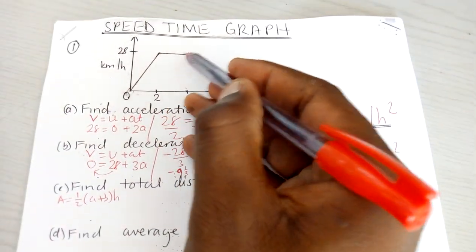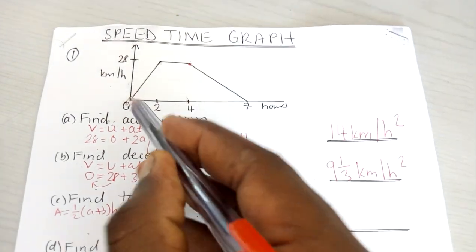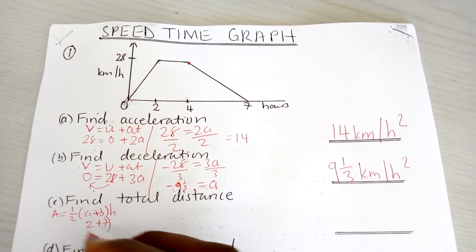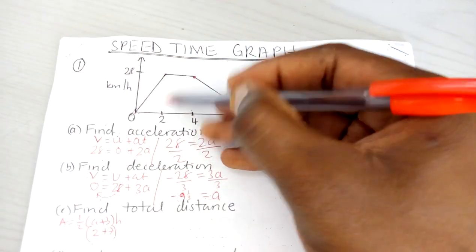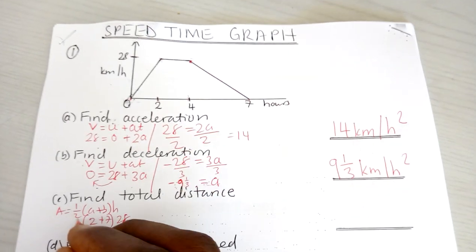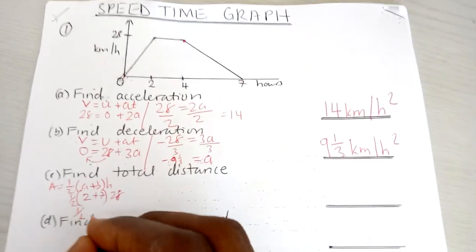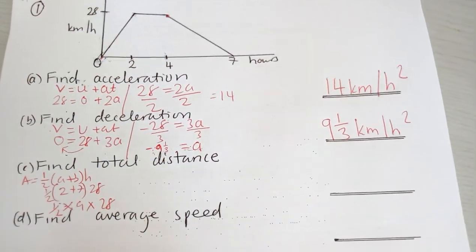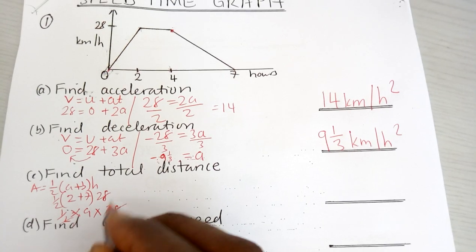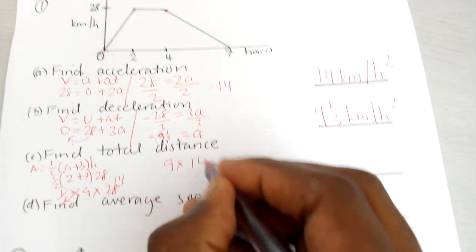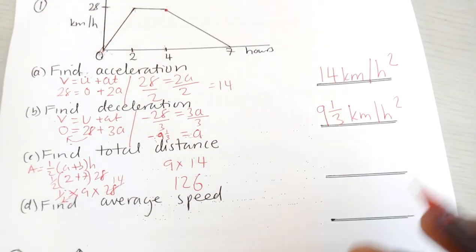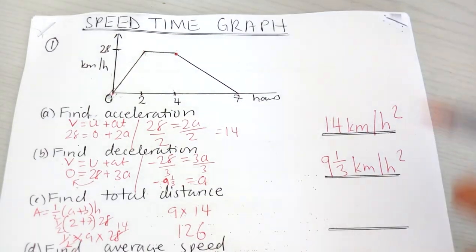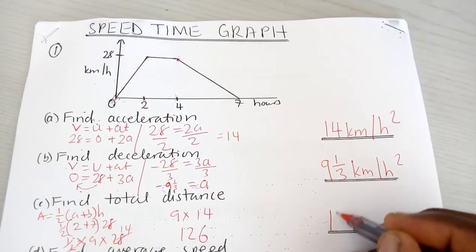Half (a plus b) h is the area of a trapezium. A stands for 2, the true distance, B from 0 to 7, so that means 2 plus 7, and h is the height, which is 28, times a half. So that means a half times 9 times 28. This gives us 9 times 14, giving us 126. Because our unit is hours and kilometer per hour, distance will be in kilometers.